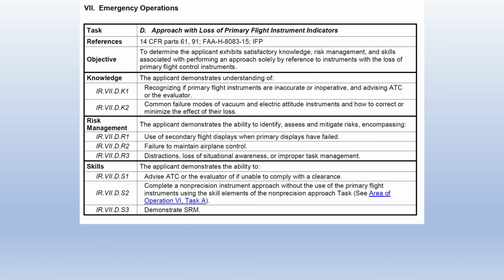One of the areas of operations required to be tested on a real-world instrument check ride is flying an approach with a loss of primary instrument indicators. So on a real-world check ride, one of the approaches you'll have to fly during the test will be a non-precision approach with some of your instruments not working.